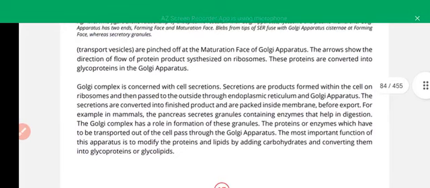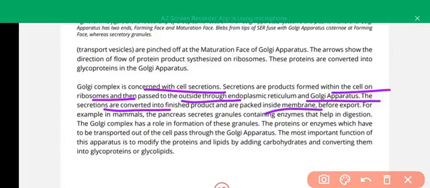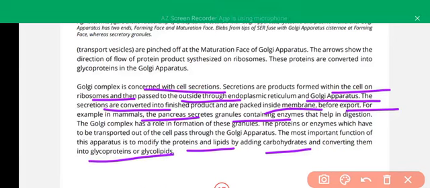The Golgi complex is concerned with cell secretions. Secretions produced within the cells by ribosomes pass to the endoplasmic reticulum, then the Golgi apparatus. These secretions are converted into finished products and packed inside the membrane before export. For example, pancreatic secretory granules are also formed by the Golgi apparatus. Proteins and enzymes which have to be transported out of the cells also pass through the Golgi apparatus. It is the exporting machinery.